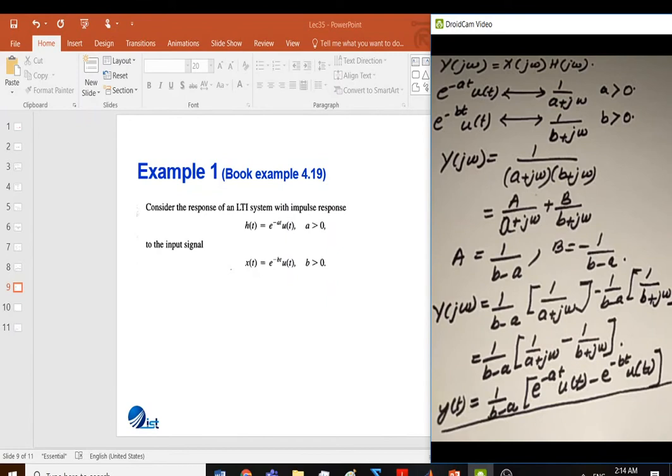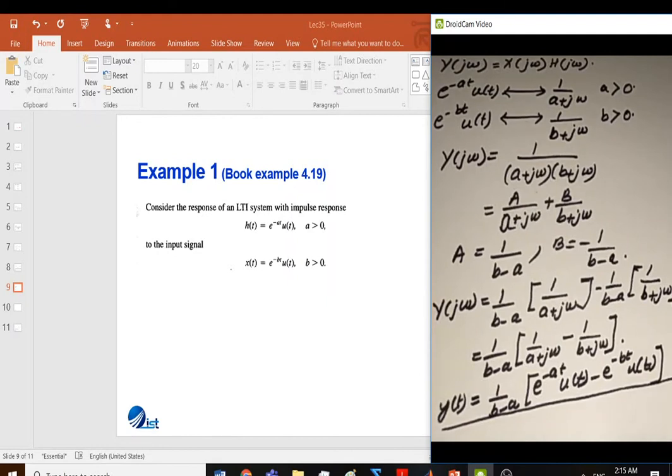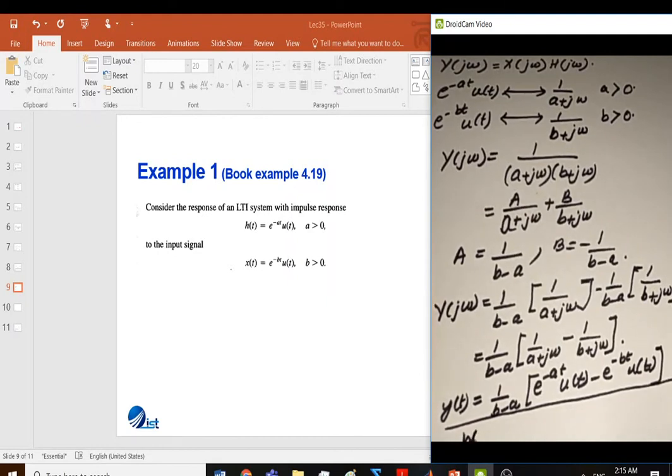Now, say for instance, for this particular example, both the input and the LTI system had the same complex exponential being multiplied. Say both h of t and x of t were equal to e raised to power minus at u of t.